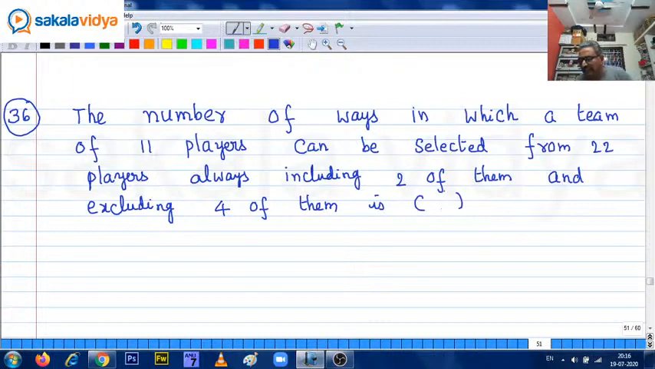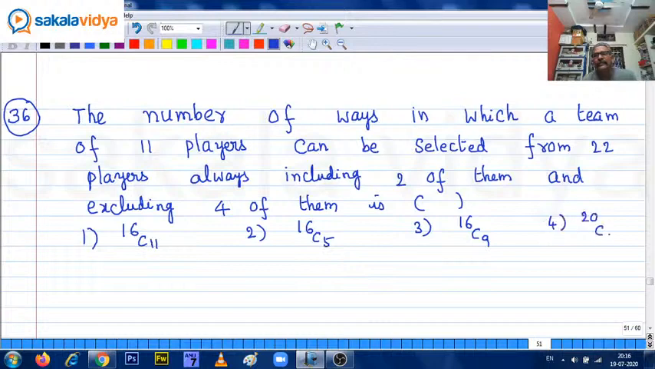This is a very important question. Please try to understand. Look at the screen and read the question carefully. First option 16C11, second 16C5, third 16C9, fourth 20C9.